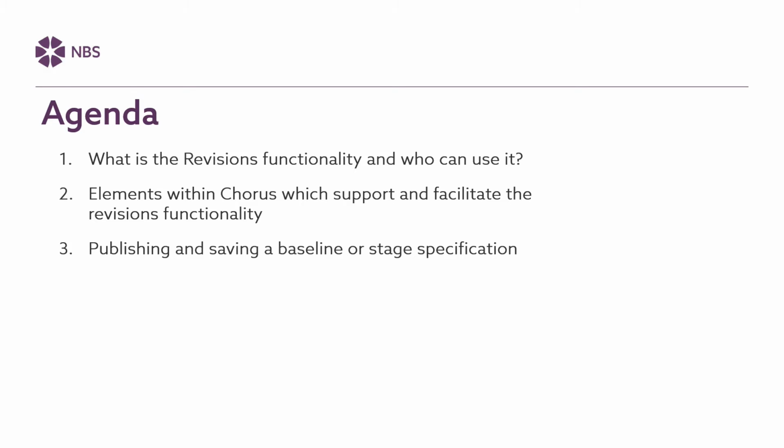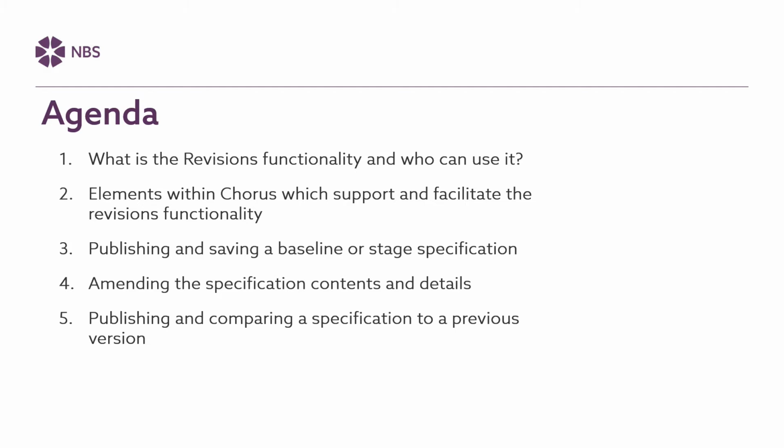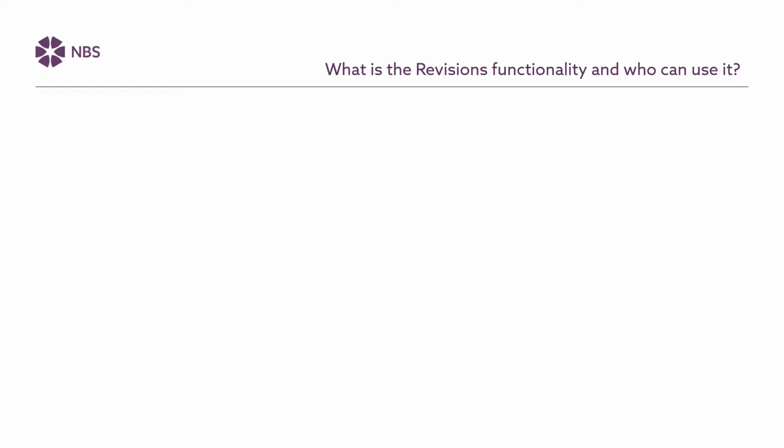I'll start by publishing my baseline spec, recording the publication details, and saving a copy to the publication history. I'll then make some representative changes within my specification. I'll then republish my specification, comparing to my earlier baseline specification. Lastly, I'll show the revision process where specifications are issued in packages rather than as a whole.